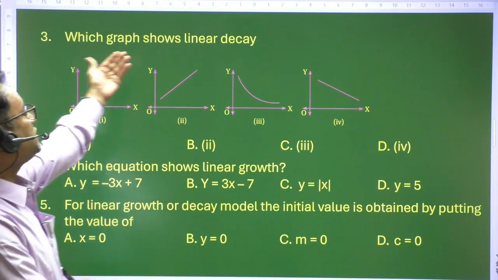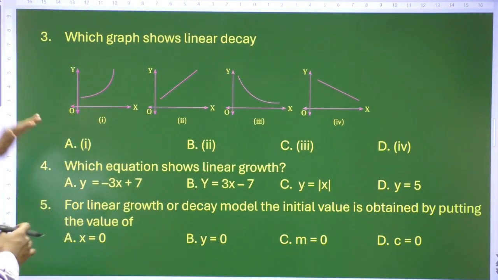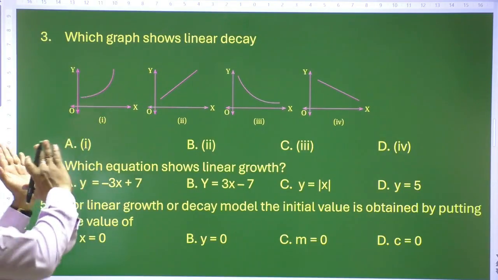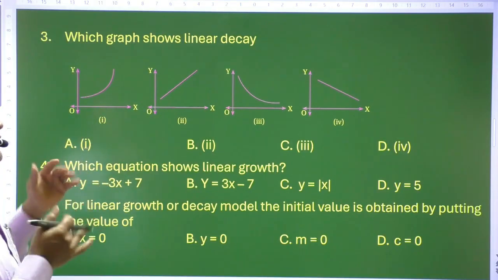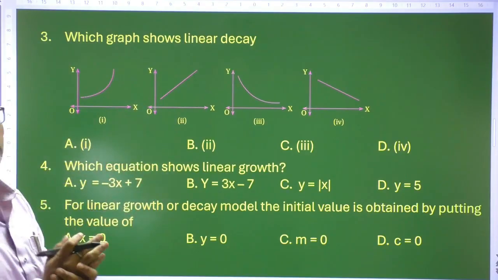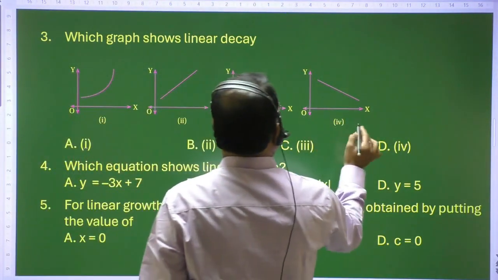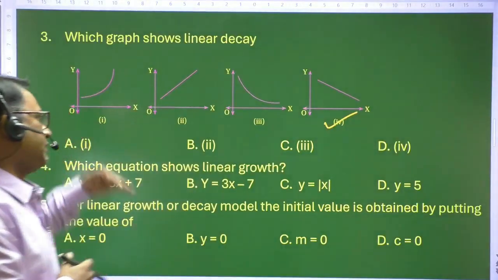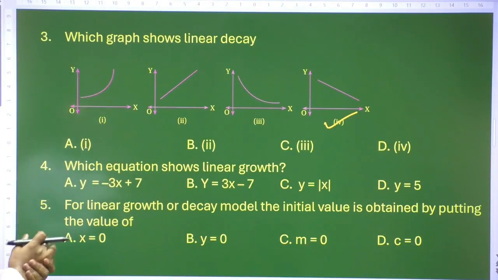Coming to this one, which graph shows a linear decay? According to this graph, when you move from left to right, which graph shows that you are coming down the mountain? So this one only, that is pointing downwards.